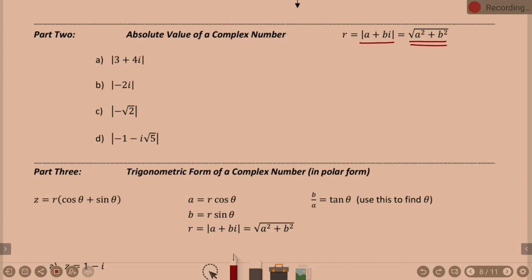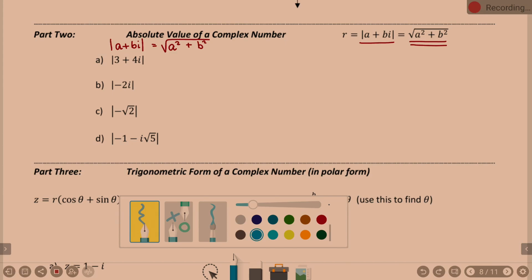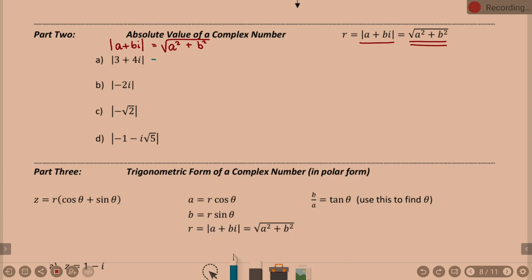Okay? Now, that of course means that a is the real portion and b is the coefficient of the imaginary portion. So, in order to do the absolute value of 3 plus 4i, think of it as the absolute value of a plus bi. And the formula you're using is the square root of a squared plus b squared. There you go. I'm going to say equals square root.